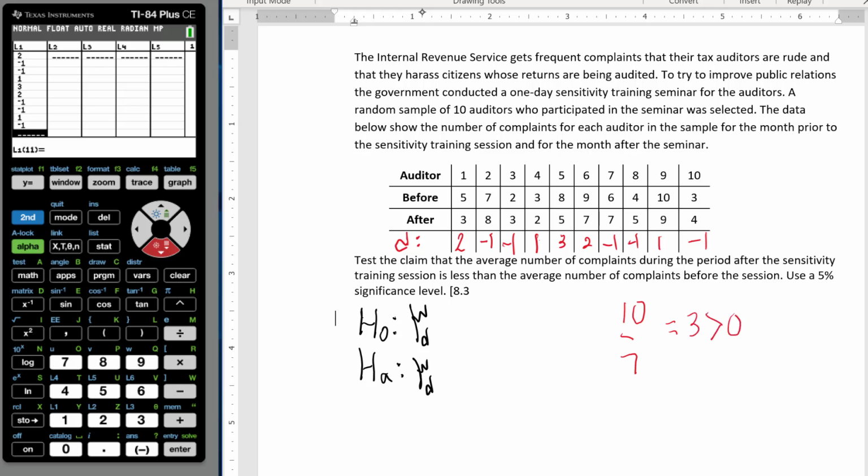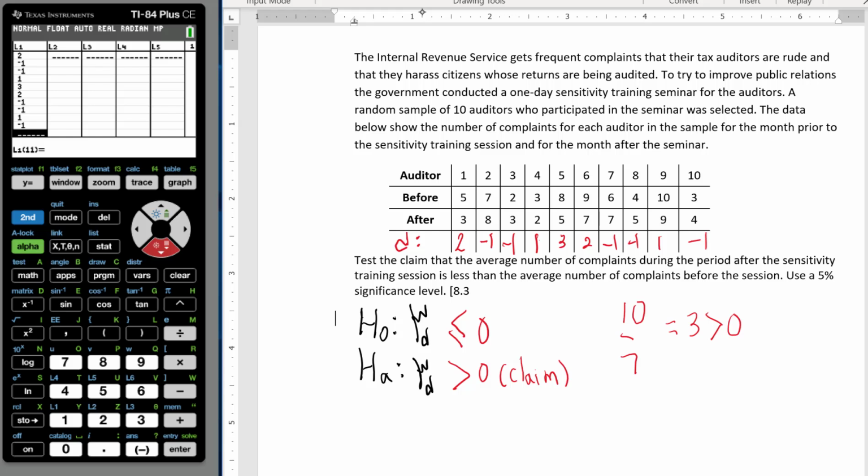When you say it's positive, then your alternative hypothesis should be greater than 0. And this is where the claim is. And then the null is easy. It's less than or equal to 0. So now we set up the null and the alternative hypothesis.